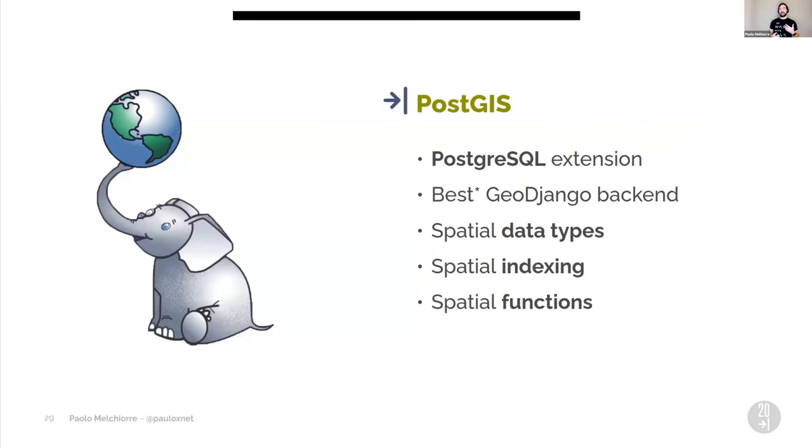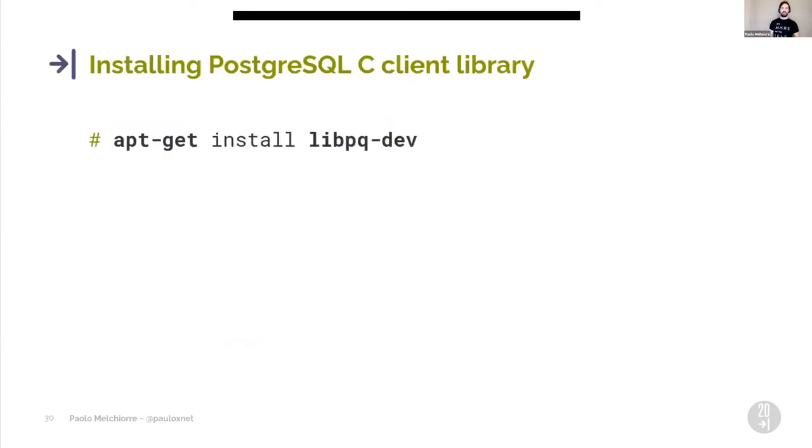In this project, we have obviously chosen to use PostGIS as GeoDjango database backend. As you know, PostGIS is a Postgres extension and is also the best database backend for GeoDjango. It internally integrates spatial data and has spatial data types, indexes, and functions. In order to use PostGIS as a database backend, we need to install the Postgres C client library. As before, you can do it easily with the apt package manager or use different instructions for different operating systems, as you can read in the Django documentation.